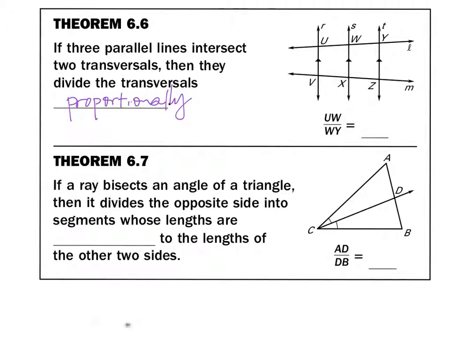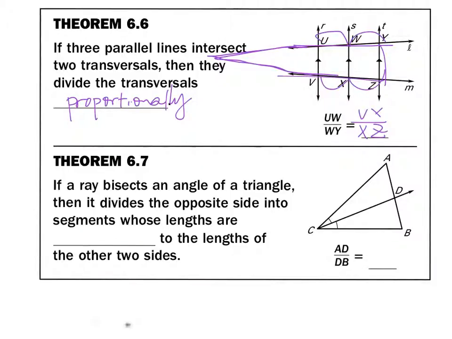Eventually these two will meet, and that's how you create your triangle. You can see that you have really three triangles in there, ugly triangles, but you got the concept. UW over WY should equal VX over XZ.